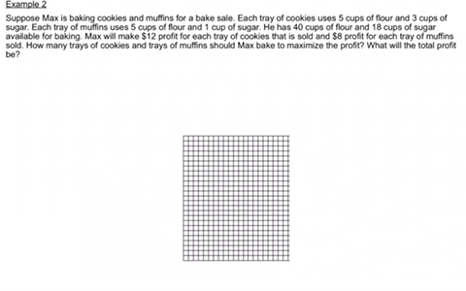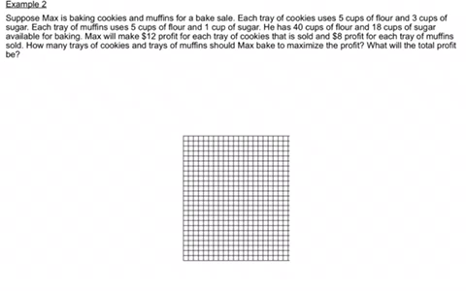Suppose Max is baking cookies and muffins for a bake sale. Each tray of cookies uses 5 cups of flour and 3 cups of sugar. Each tray of muffins uses 5 cups of flour and 1 cup of sugar. He has 40 cups of flour and 18 cups of sugar available for baking. He's going to make a profit of $12 for each tray of cookies and $8 for each tray of muffins. How many trays of cookies and trays of muffins should Max bake to maximize his profit? And what will be his total profit?